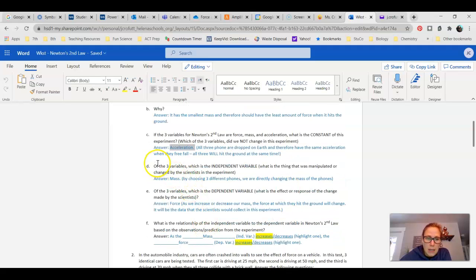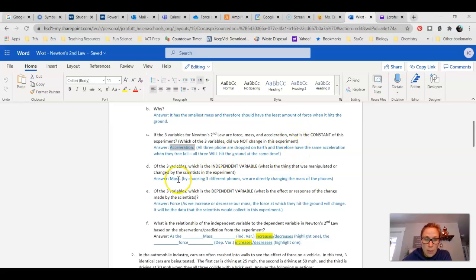Part D: of the 3 variables, which is the independent variable? The independent variable is also known as the manipulated variable. It's the thing that we change. By picking 3 different phones, we change the mass. We get to choose: I want this phone, this phone, this phone. They all have different masses.